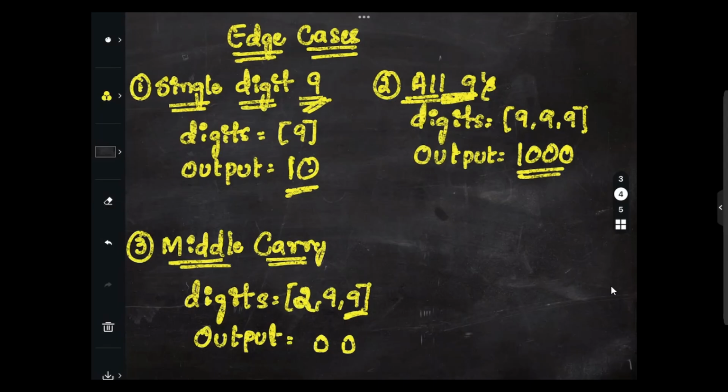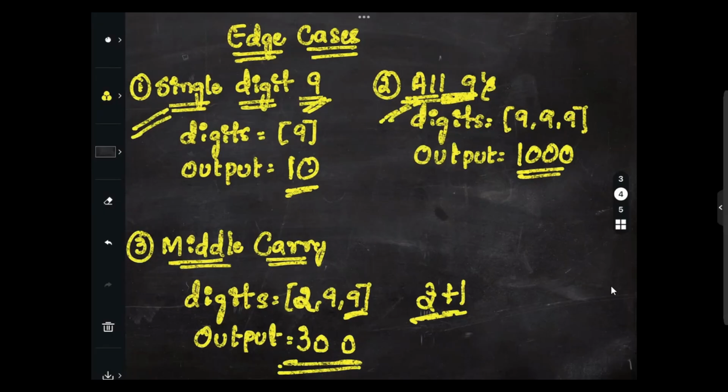The third number we have. What we will do in this case, we will do 2 plus 1. So here it will be 300 in this case. So this is for the condition single digit 9.